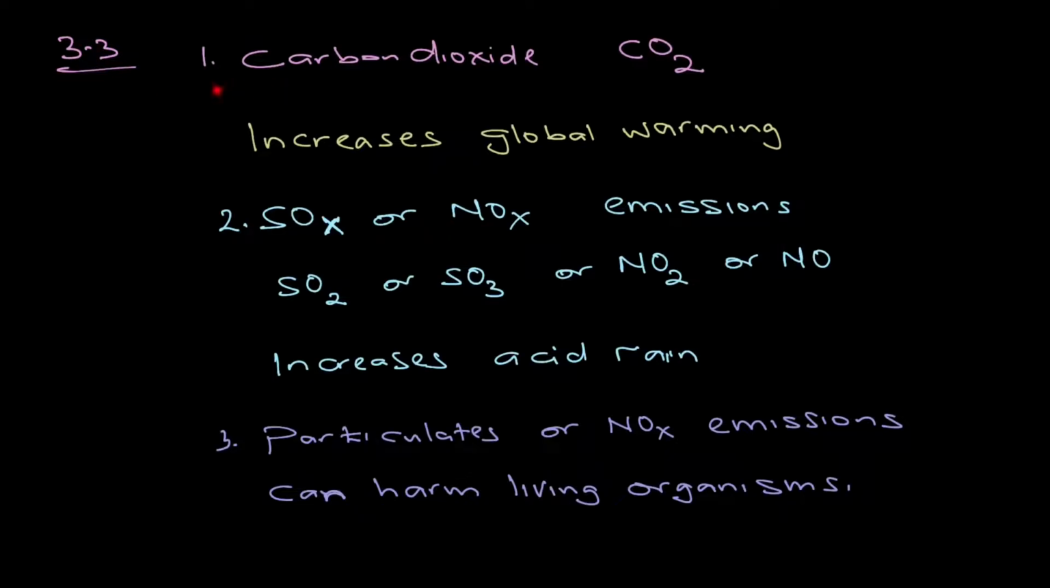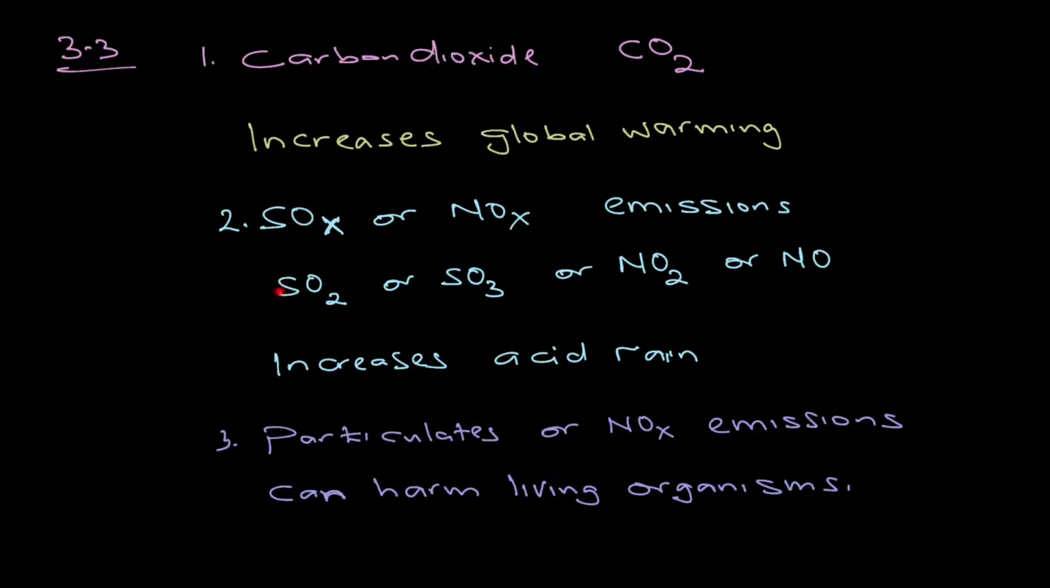Question 3.3. Explain one environmental impact of using fossil fuels to generate electricity. Okay, so the first common one is carbon dioxide, CO2. That can increase global warming. Number 2 is the SOx and NOx gas emissions.